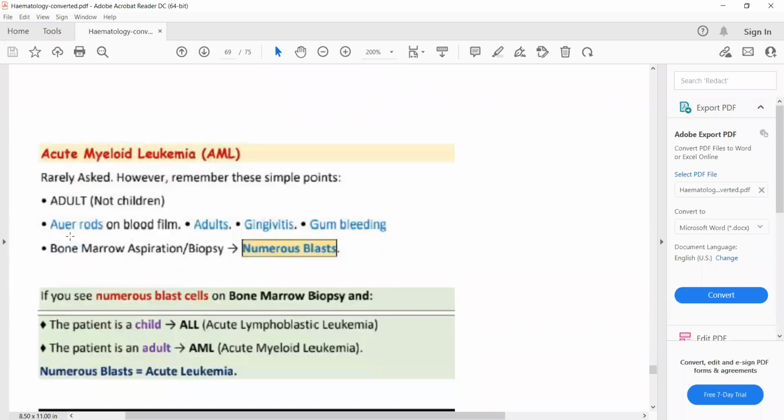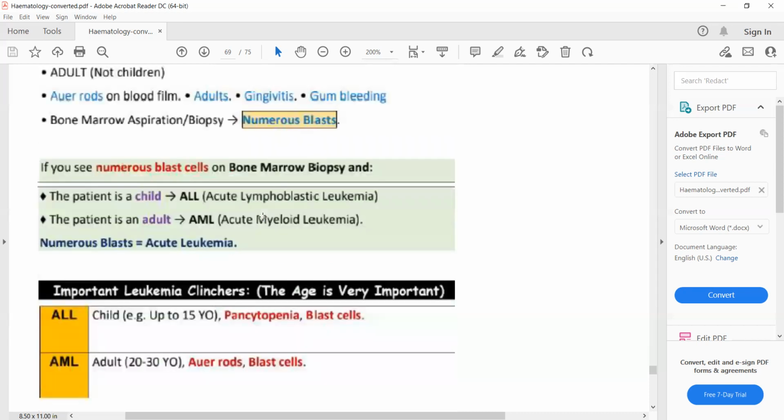So, Auer rods on blood film and gingivitis or gum bleeding are specific for AML. All the other features or presentation or peripheral blood film findings or bone marrow biopsy findings will show numerous blast cells in both cases. So one difference is Auer rods on a blood film and gingivitis, and the second difference is that myeloid leukemia is common in adults and lymphoid leukemia is common in children.